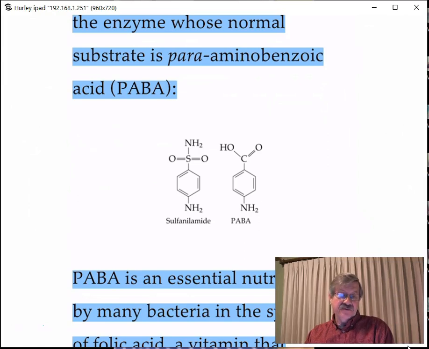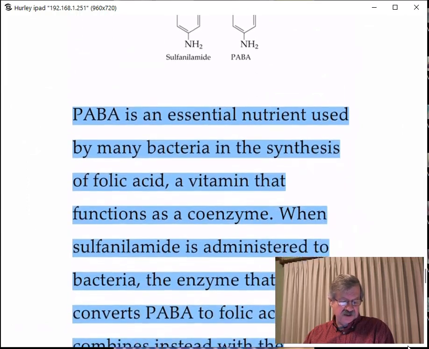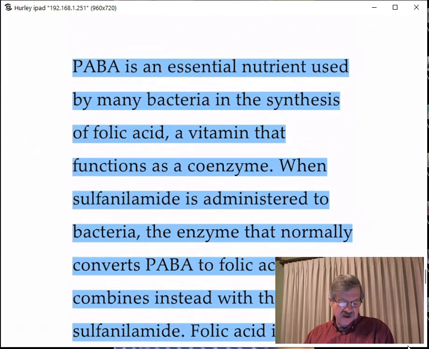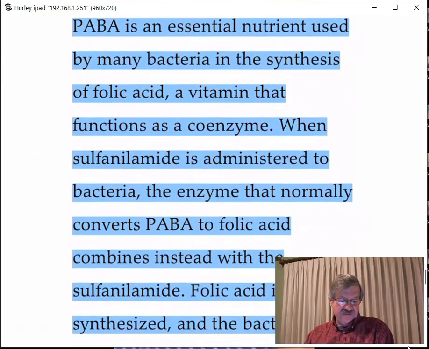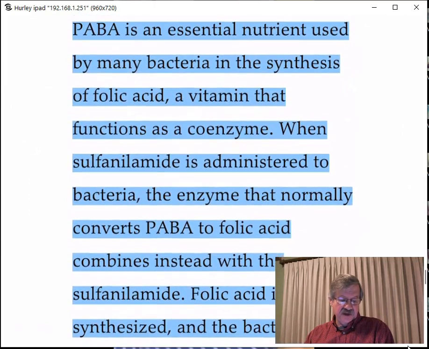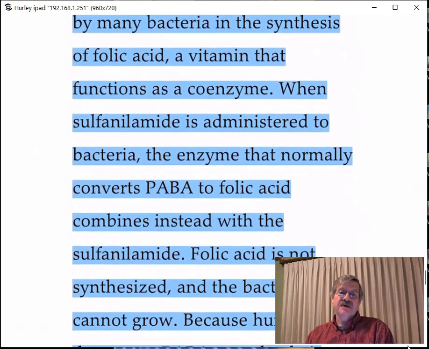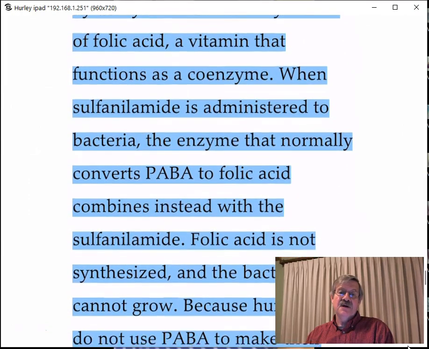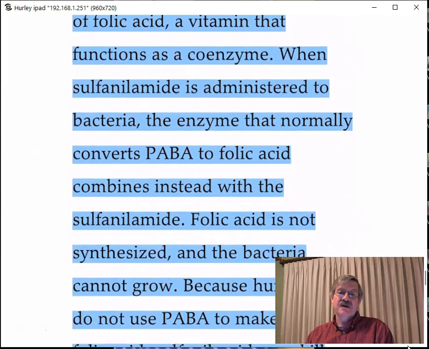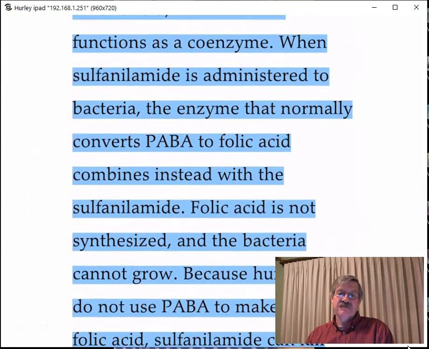So the sulfanilamide can compete. It's got a similar enough structure that it can compete with the PABA to get into this enzyme in the bacteria. And if the sulfanilamide is in there instead of PABA, well, notice what happens. The bacteria cannot make folic acid, and that's a vitamin that it needs as a coenzyme. And then the bacteria dies.